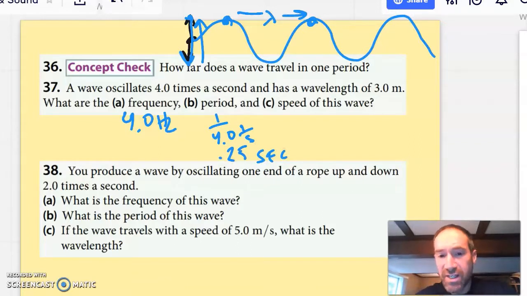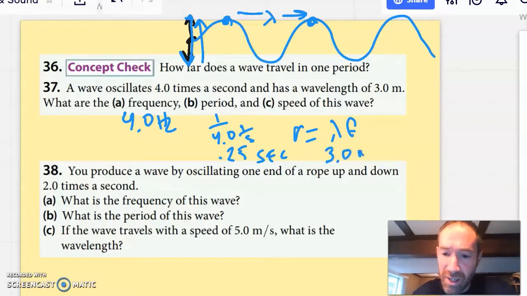I can also think of that conceptually too, because a period is how long it takes for one oscillation to happen. If 4 of them are happening in a second, then it's taking 1/4 of a second for each oscillation to happen. And then the speed of the wave, as we know, the speed of the wave is equal to the wavelength times the frequency. And so I can take the wavelength of 3 meters and multiply by the frequency of 4 hertz, and I can get 12 meters a second.